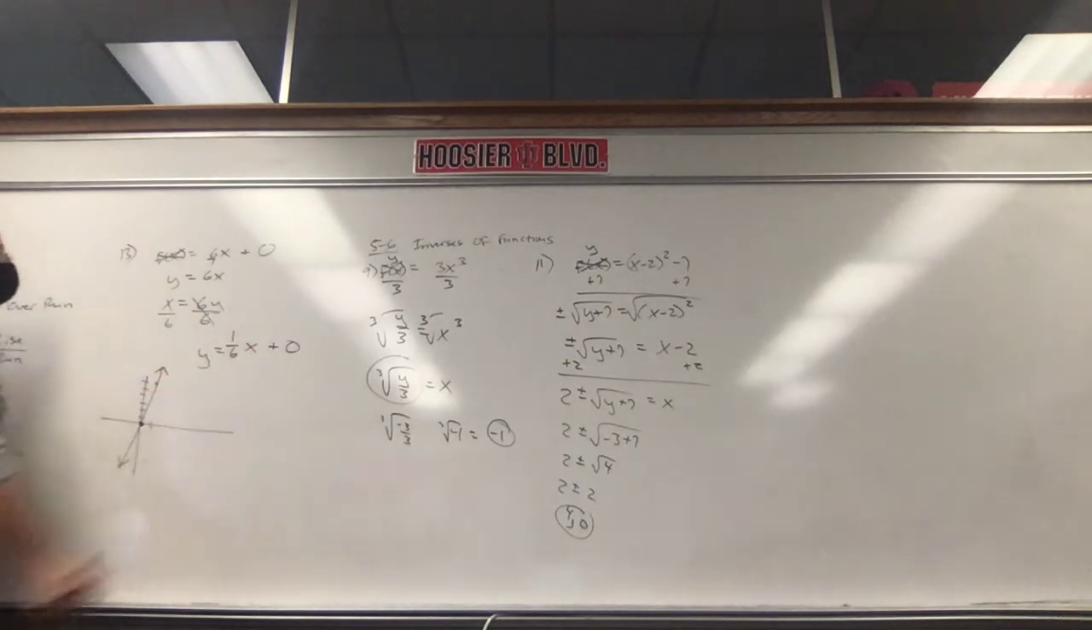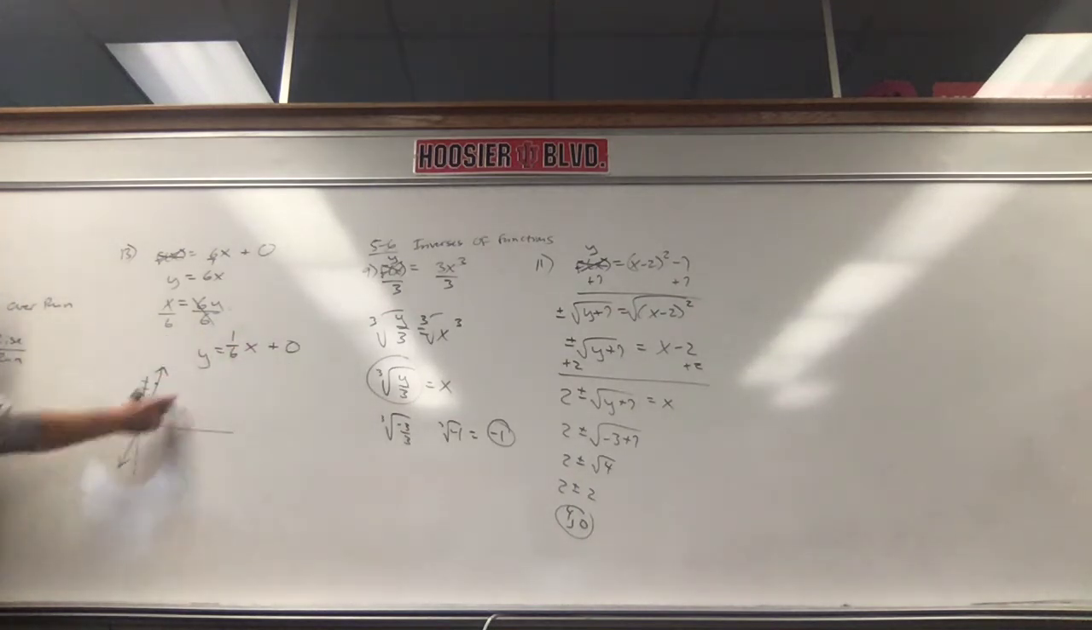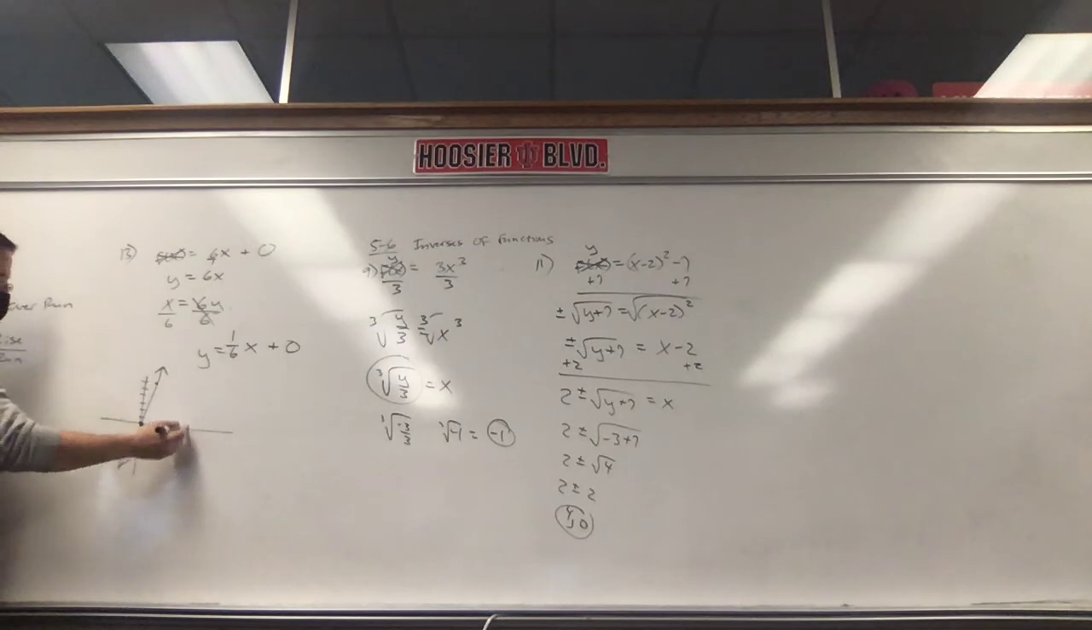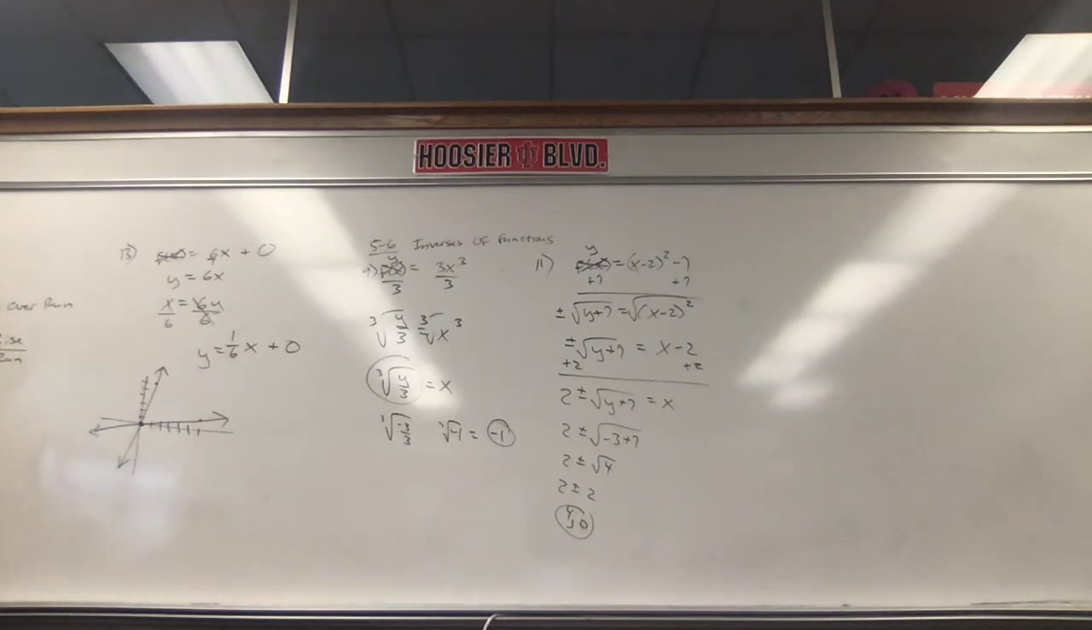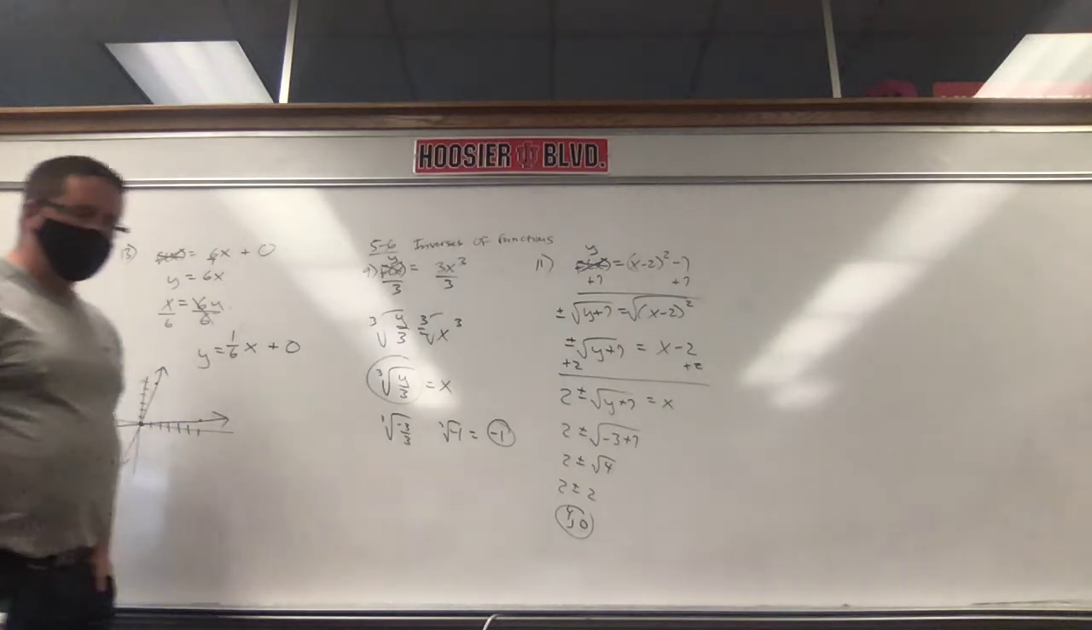To graph this one, we go up 0 also. We rise 1 and run 6. And it looks like that. Okay? And I'll tell you in a few minutes why we're graphing them. It's not just review. Okay? There's a reason behind it. Okay?